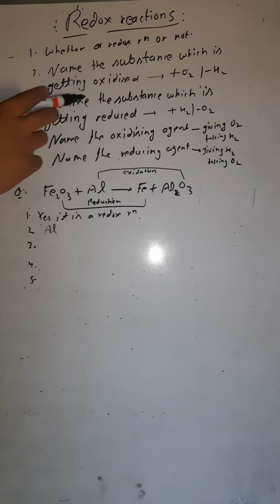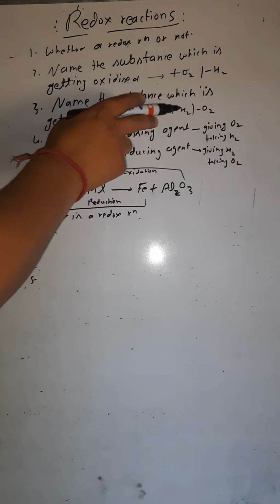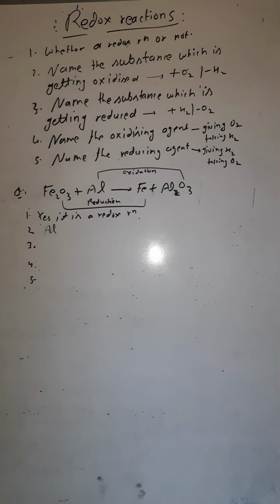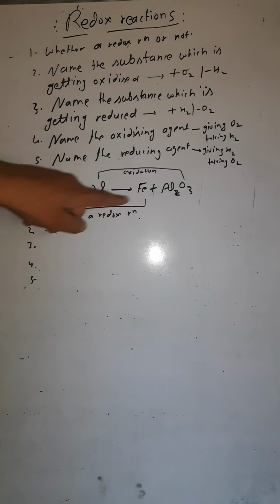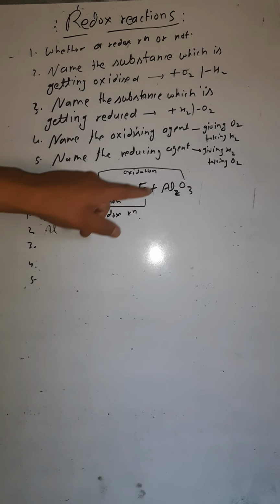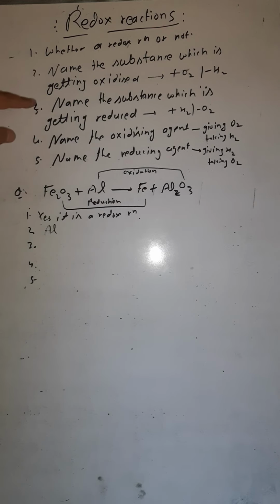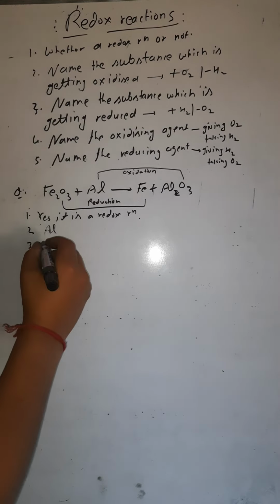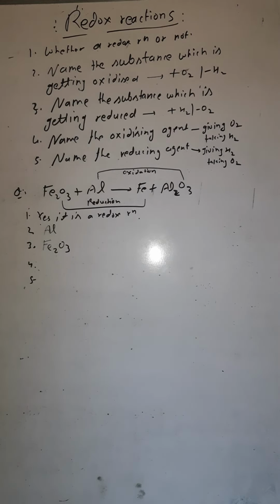Third question: name the substance which is getting reduced. Getting reduced means where there is removal of oxygen and addition of hydrogen. Addition of hydrogen is not here, but you can see removal of oxygen here. So reduction is taking place here. Which substance is getting reduced? Fe2O3 has been reduced to Fe. So the answer to the third question is Fe2O3. Here Fe2O3 is getting reduced.